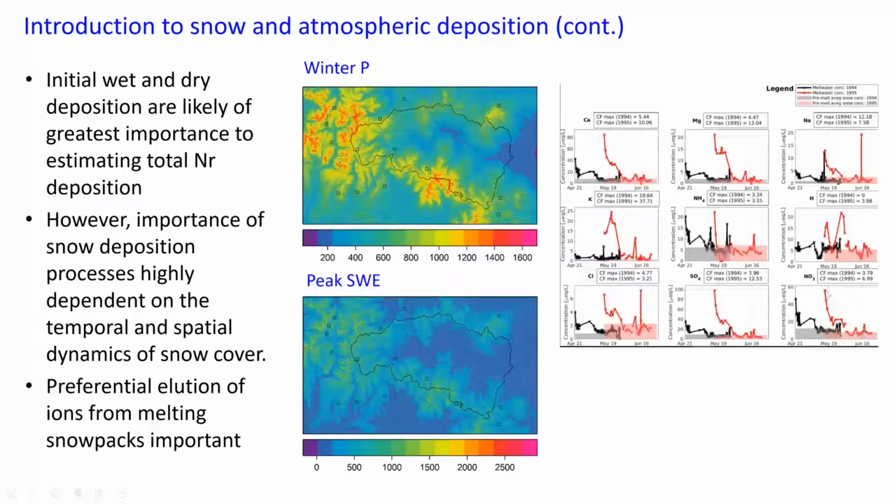So you see that initial pulse of water from the initial snowmelt can be highly concentrated, in this case up to 7 times greater than the concentration in the snowpack itself. So that process of preferential elution is really important in terms of what nitrogen concentrations are put into the system through time.